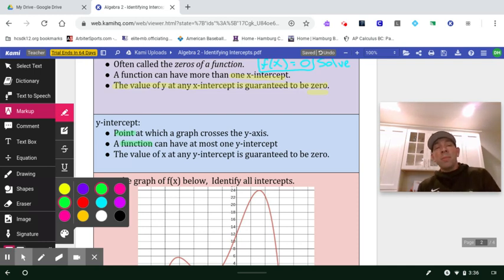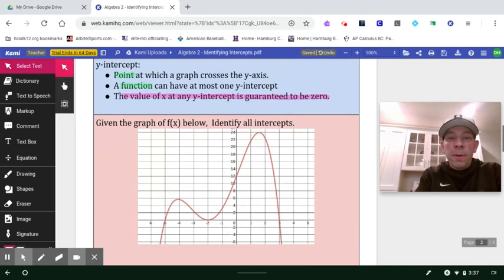Now, there are going to be some equations that aren't functions, like, believe it or not, circles. Circles are not functions because they fail the vertical line test. So a circle or an ellipse or some type of other conic like that could have more than one y-intercept, and I think we'll see one at the end of the video tonight. And then worth noting here is the value of x at any of these y-intercepts is guaranteed to be 0, and we'll tap into that before today's over.